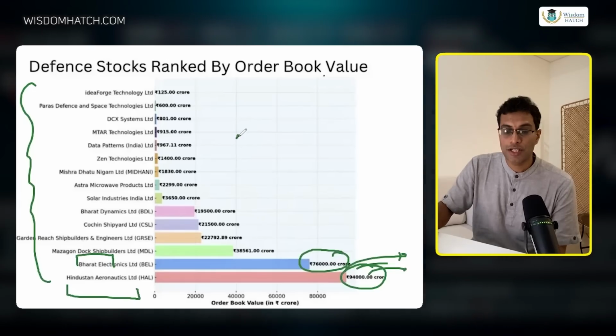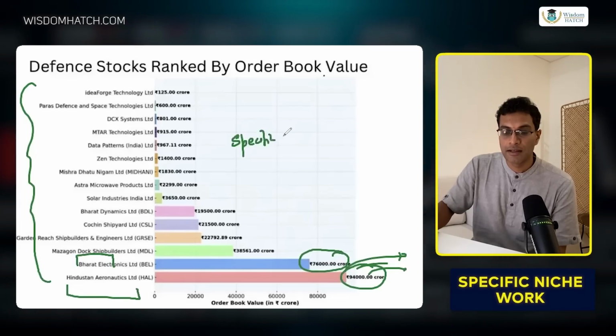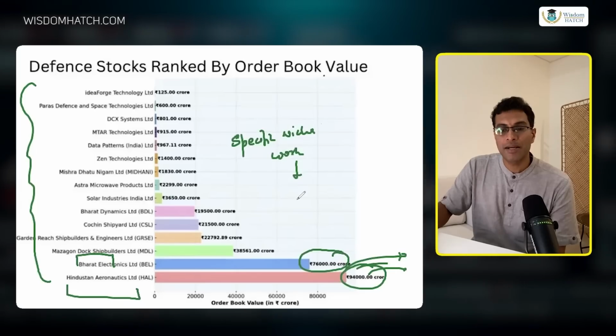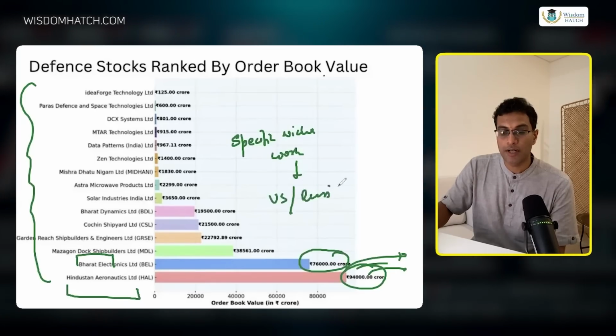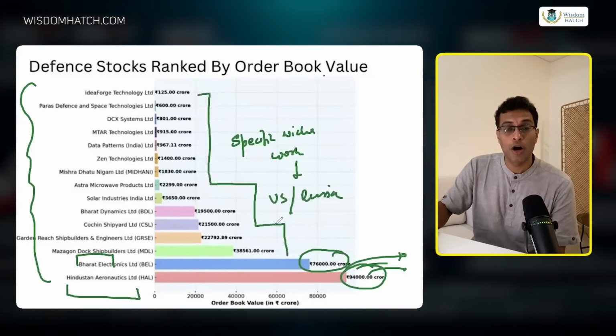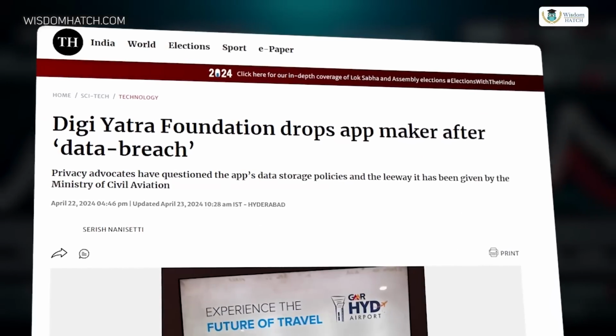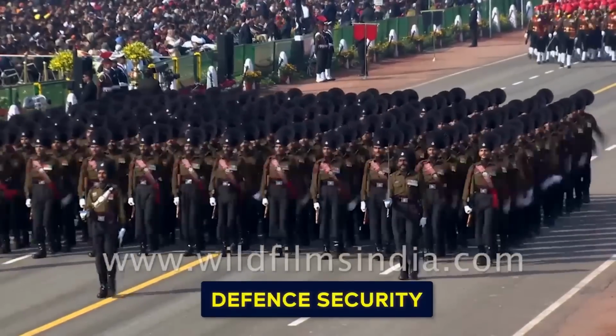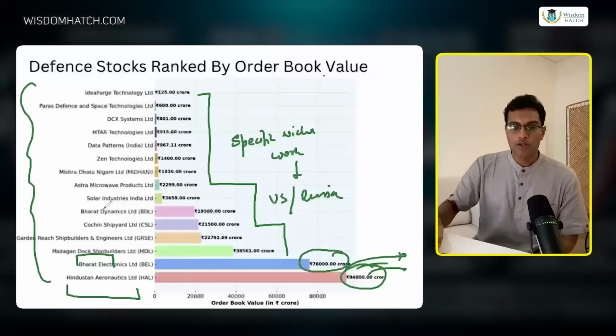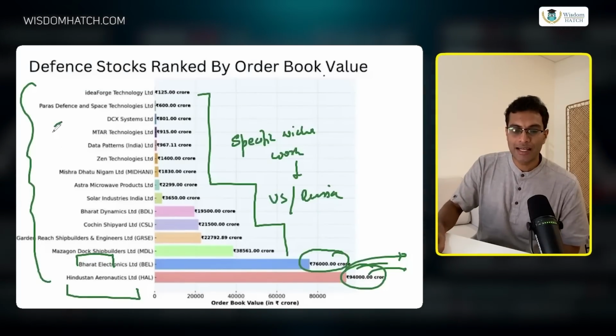Pick some stocks which are doing some kind of very specific niche work that can't be outsourced to US or Russia. For example, you guys tell me in the comment box which of these, if you feel that for example India is working on defense security. Now what does defense security mean? You must have seen a lot of hacking and all that stuff, like the DigiYatra data that got leaked. Now that is a critical challenge. So what does defense security mean, right? That for example there is a certain critical piece of information that we cannot give to US and Russia and all those countries. So which of the companies do you think will end up doing that type of work?